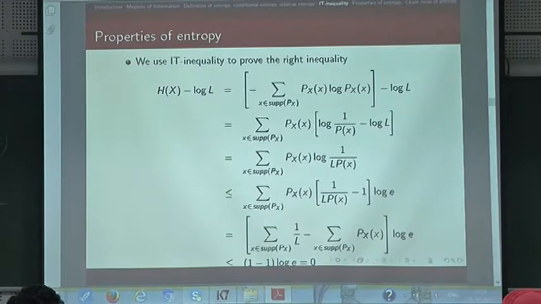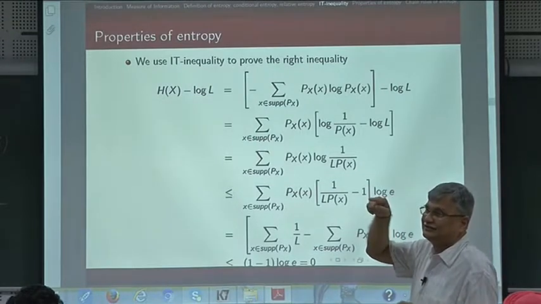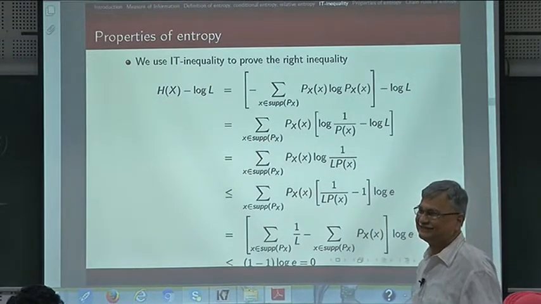Yes, sorry. From the first line, we are coming to the second one. So the Pxx term is not there in the second one, the log L. Right. So how did it come with log L? Right. So that is what we are saying, na, that because summation Pxs is equal to 1 and log L is independent of x.